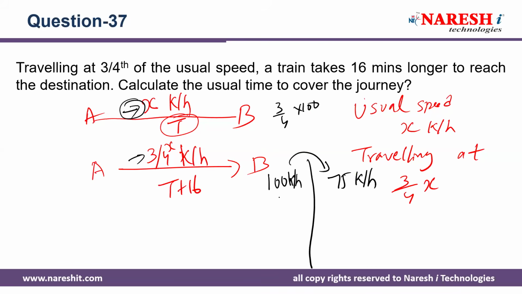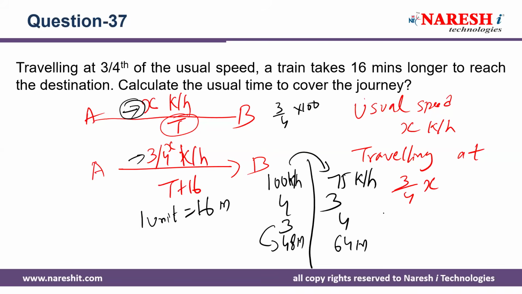Next step, ratio. What is the ratio here? 4, 3. Inverse, 3, 4. Difference, 1 unit equals what is the time value here? If there are two time values, we will convert them into one, depending on opposite or same. If there is only one time value, directly write it: 16 minutes. So 3 into 16, 48 minutes. 4 into 16, 64 minutes.